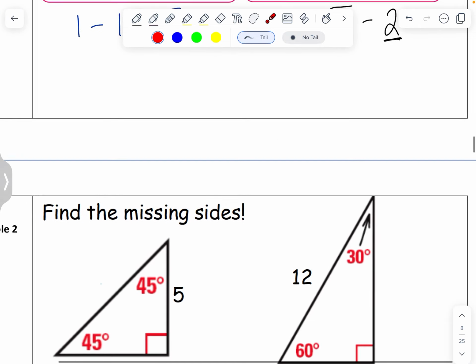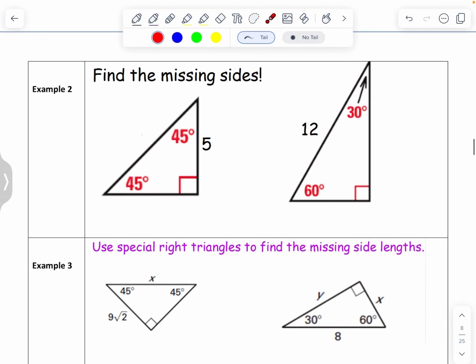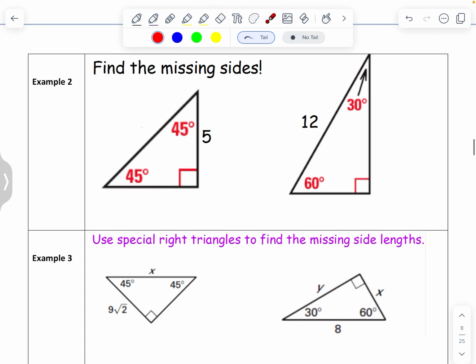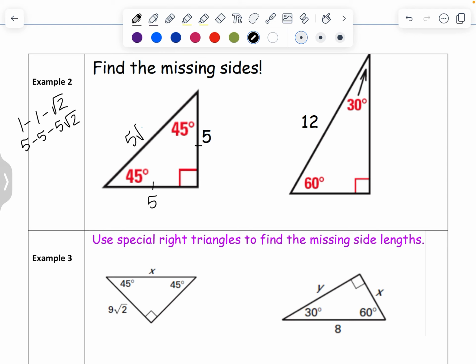All right, let's do a few examples. So this is our 45, 45, 90 triangle. I'm given a side length, which is 5. Since the angles are the same, the sides are congruent. And the ratio is 1, 1, square root of 2, which means that if this is 5, 5, this would be 5 square roots of 2 for the hypotenuse to keep that ratio the same.